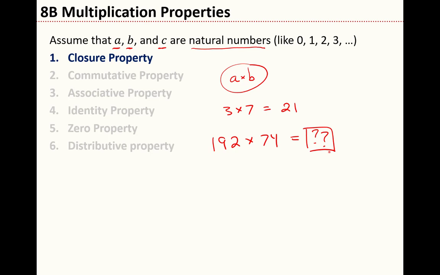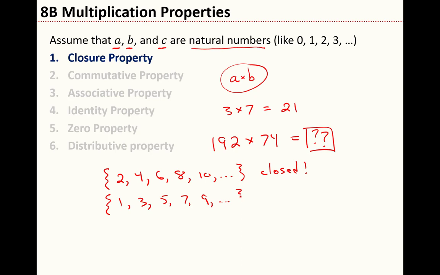I can extend this idea of closure to sets. How about the set containing all even natural numbers? 2, 4, 6, 8, 10, and so on, forever and ever. Is this set closed under multiplication? It is, because if I multiply any two of these even numbers together, I will get another even number. So closed, yes. How about the set of all odd numbers? 1, 3, 5, 7, 9, and so on, forever and ever. Is this closed?